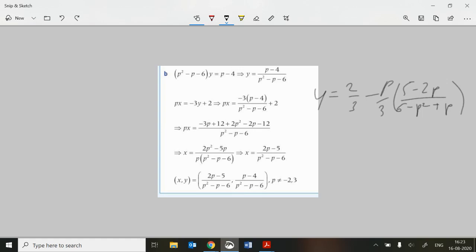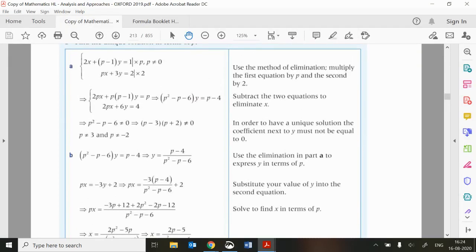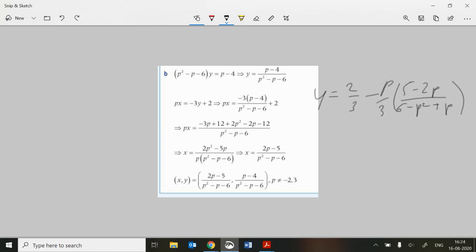Okay, so there was one extra thing that I wanted to go through here, and that was talking about whether or not there was a possibility that there were infinitely many solutions, because we've definitely checked that this does give us a unique solution. Remember, if we have a look at their working out as well, it's exactly the same in part A. They're saying p is not equal to 3, p is not equal to -2. And you can also see that from here as well.